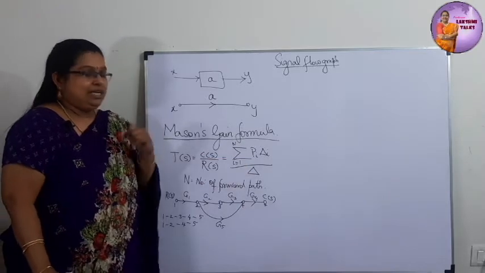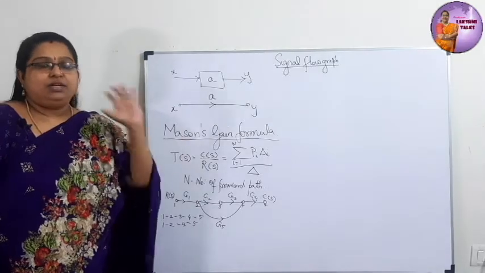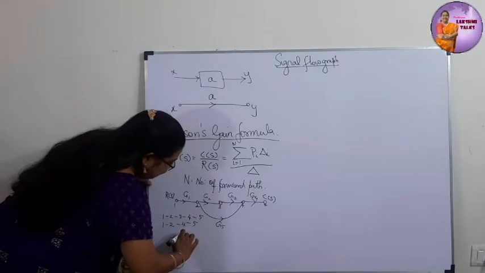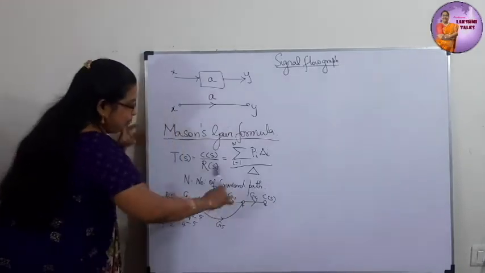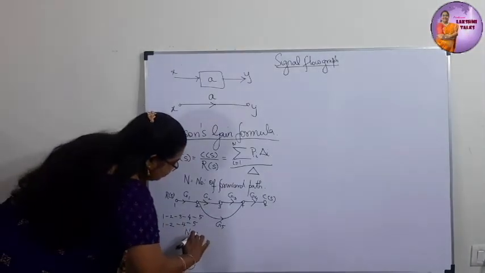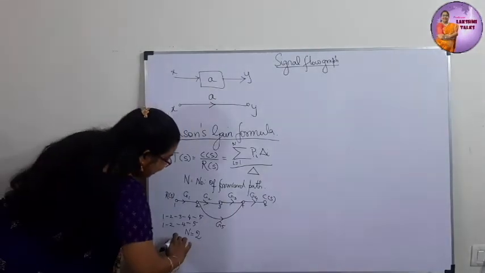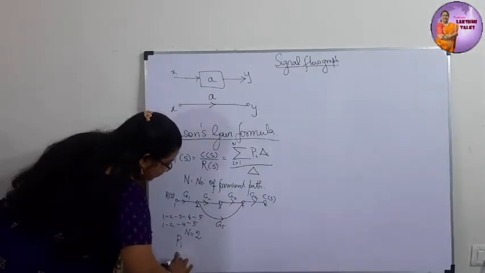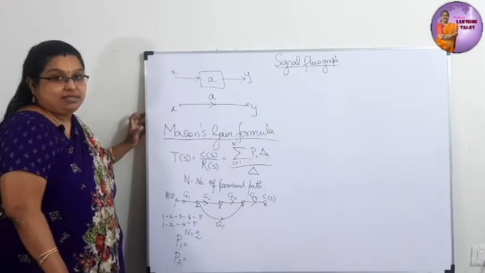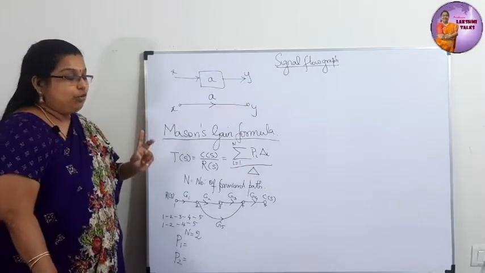Next, what is this Pi? This Pi is the gain product of the forward path. In this particular problem, N is equal to 2, so we will have P1 and P2. We have two forward path gains. How many forward paths are there? Two paths, so we have two forward path gains.